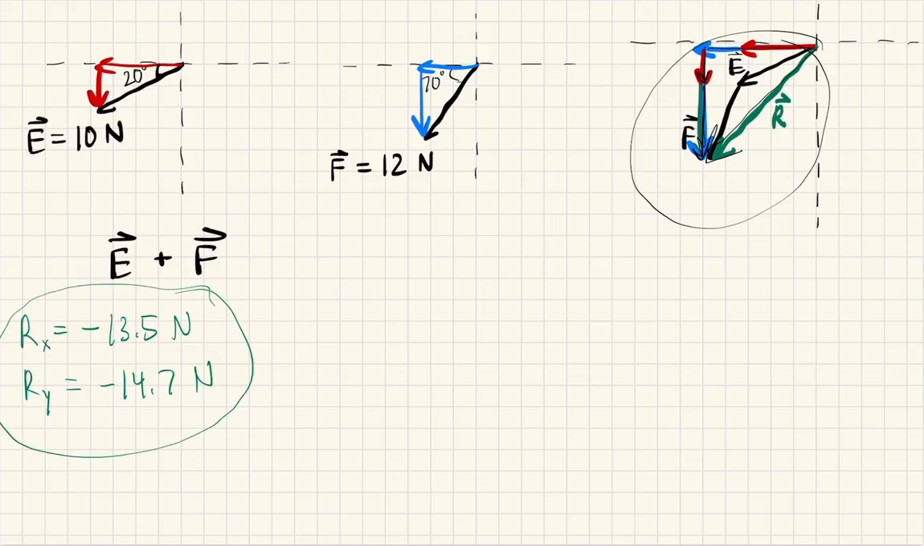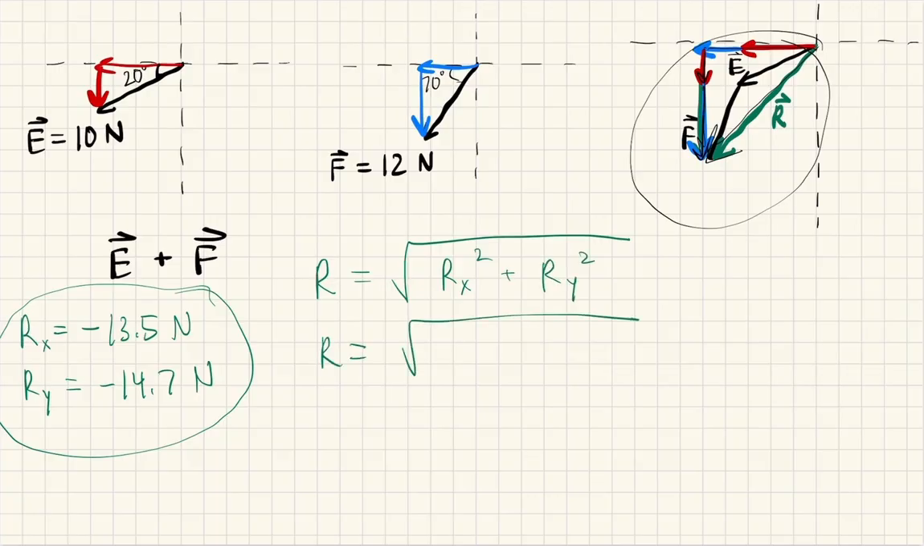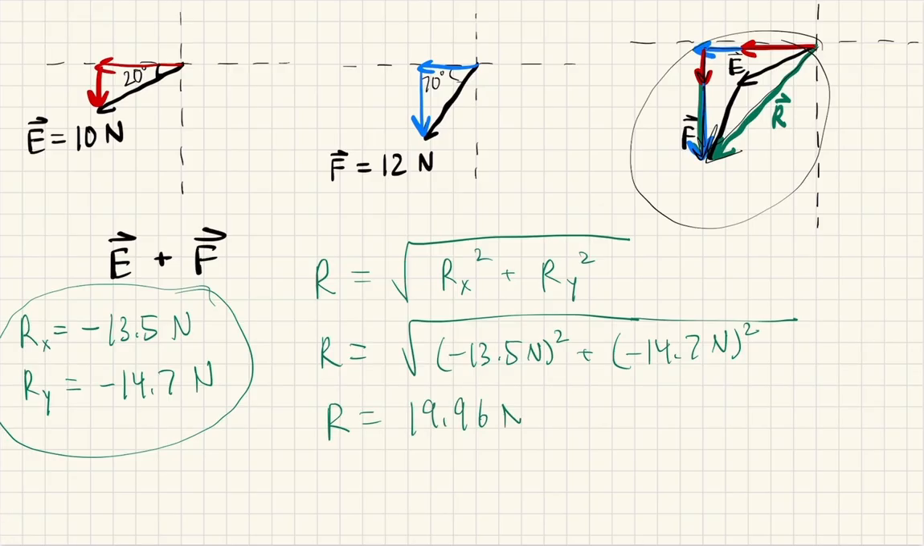Our last step would be to take the x and y component of the resultant vector and find the magnitude of the resultant vector itself. To do that, we're going to do the square root of the x component squared plus the y component squared. So this would be negative 13.5 newtons squared plus negative 14.7 newtons squared, and that gives us 19.96 newtons, but we're going to approximate that to just be 20 newtons.